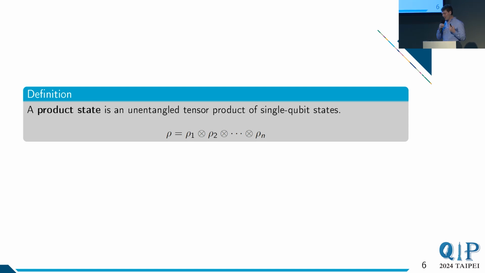So when I'm referring to product states, I am referring to a tensor product of single qubit states. Sometimes product state is used to refer to a state which is a product over two different subsystems. But here I really mean that each qubit is in tensor product with the others. There's no entanglement in the entire state.